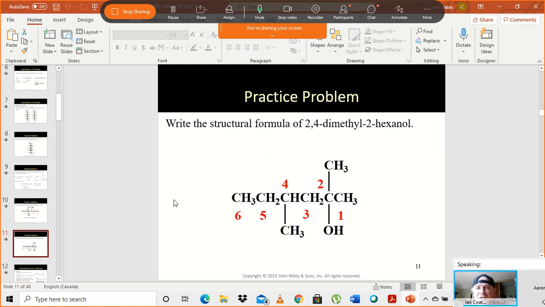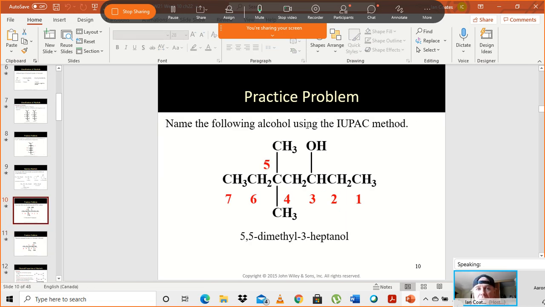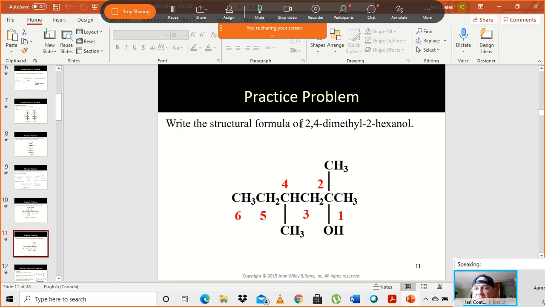Write the structure here for 2,4-dimethyl 2-hexanol. So it's the opposite. Here, okay, I gave you the diagram, asked you for the IUPAC name. Here I've given you the IUPAC name. You got to choose which one it's going to be. Okay? Attack this from the same thing. Go from the back side.